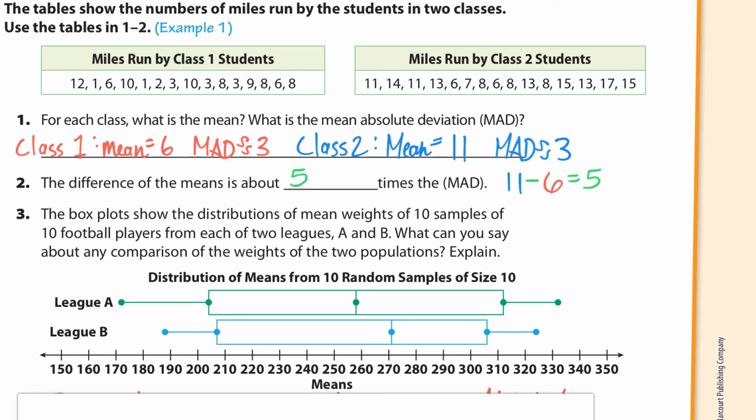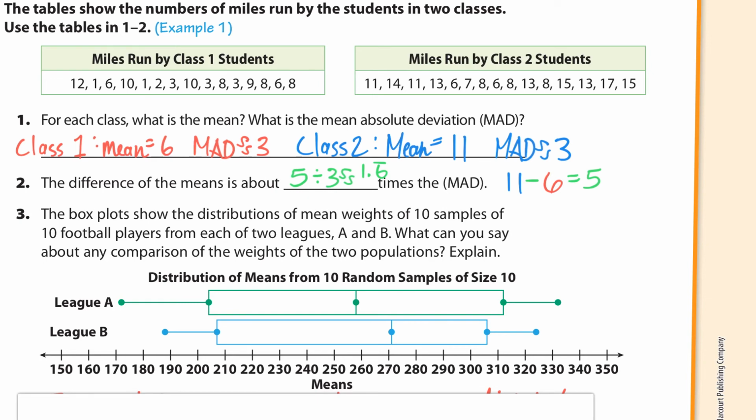Oh, and then it's going to be actually 5 divided by the MAD to see how many times larger it is. So the MAD was 3, which is about what is 1.6 repeating. So that's the answer, 1.6 repeating. So you take the difference in the means, which was 5, divided by the MAD.